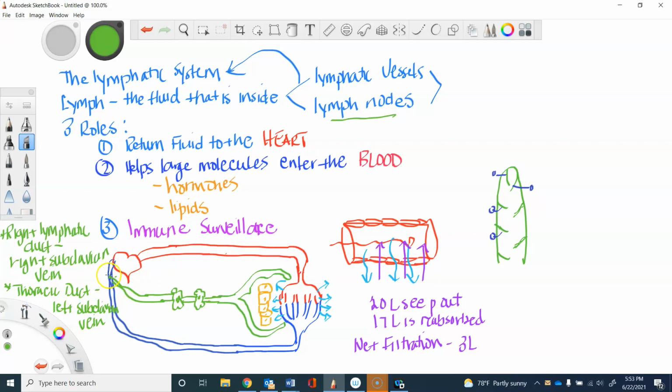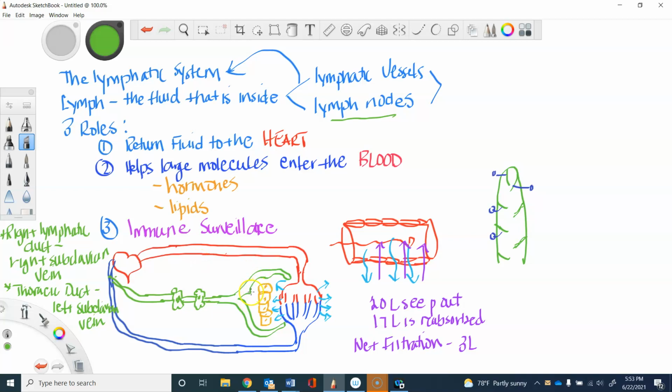Once it goes in there, it goes into the veins and then eventually into the heart, and it's part of the circulatory system. It's part of the blood again. And the benefit to that is not only to make sure that we don't swell up from having too much fluid in the interstitial space, but it also keeps blood volume where it should be.